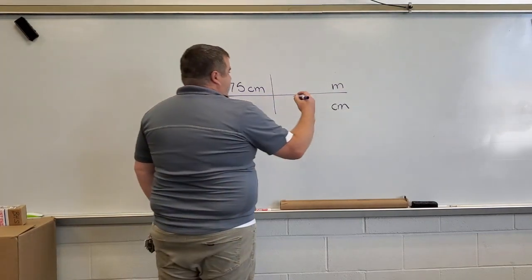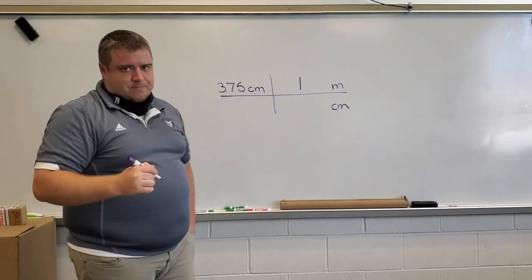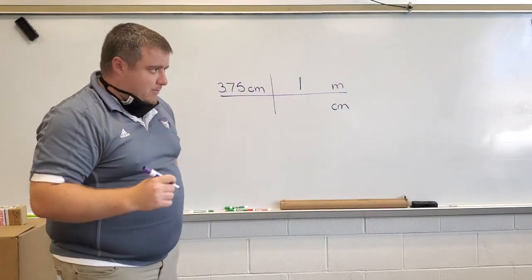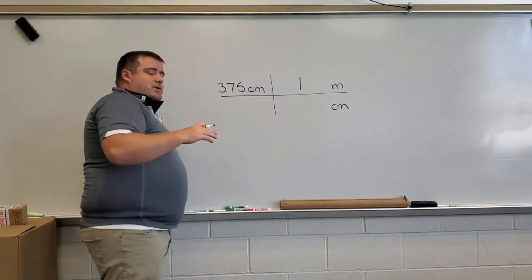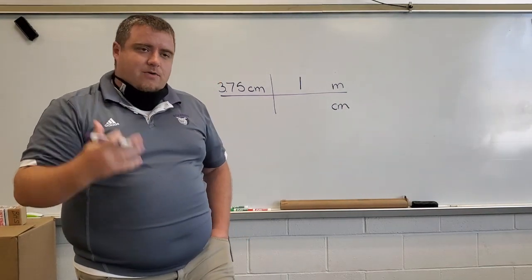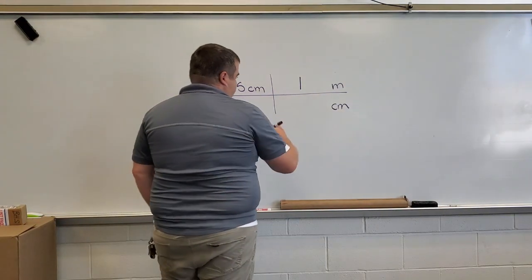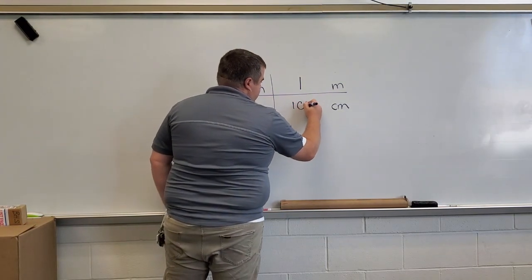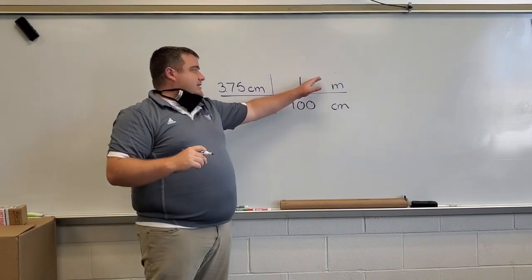Now I look at these two units, I know that a meter is bigger than a centimeter. The larger unit I'm going to give a 1 to. This is just to keep it simple for myself. I'm then going to, on the bottom, give the number of the other unit, the smaller unit, that makes up the larger unit. In this case, 100. 100 centimeters is equal to 1 meter.